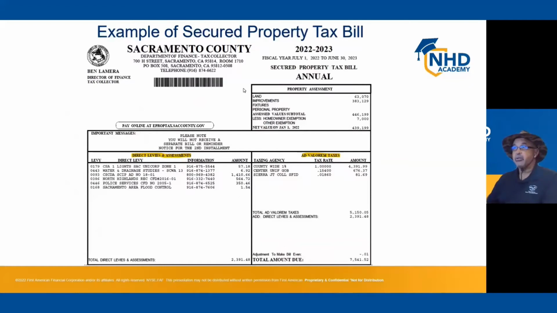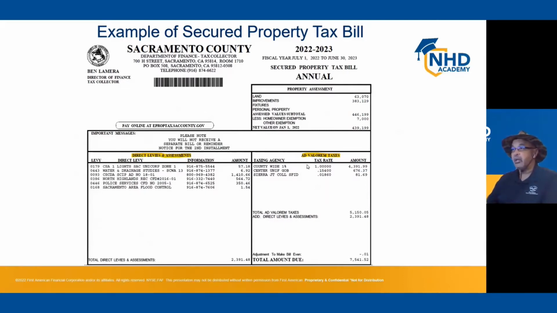This is an example of a secured property tax bill from Sacramento County. And you can see on the left here, we have the direct levies and assessments, county service area for lights, water drainage studies, California Statewide Community Development Authority, that's a 1915 bond district. This property has a couple of Mello-Roos CFDs, and then the Sacramento Area Flood Control.